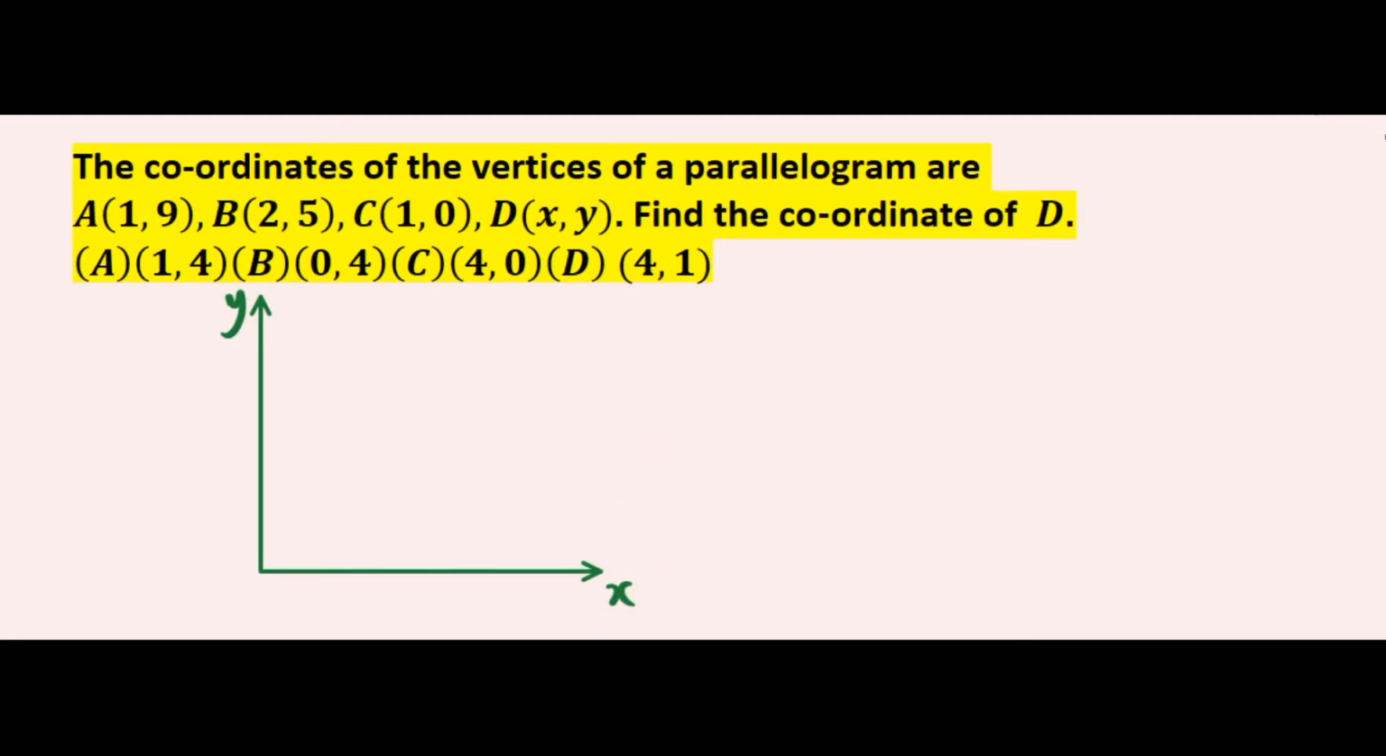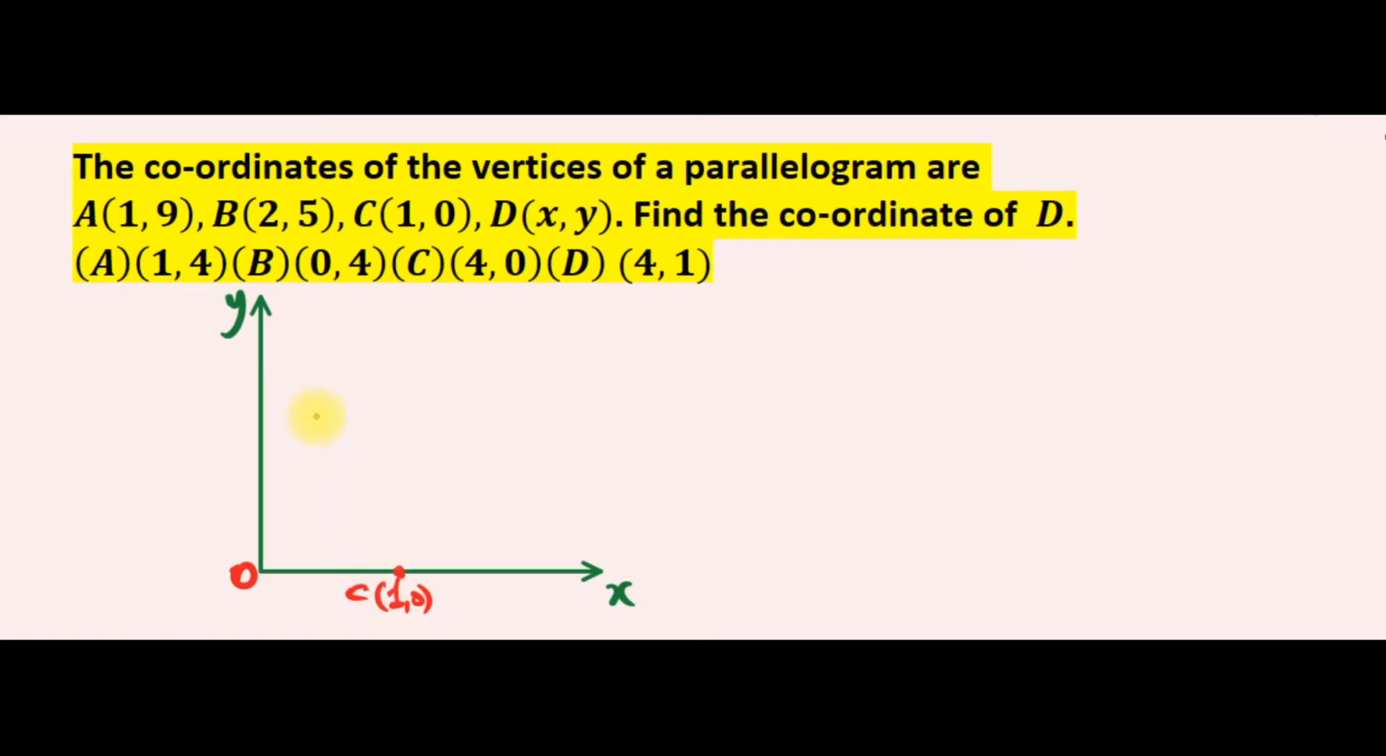So let's locate the vertices first. The first one is (1, 0). Okay, let's start with this. This is (1, 0). Remember, this is the origin. X is 1, y is 0, so it should be here. So this is (1, 0), and we know it's C.